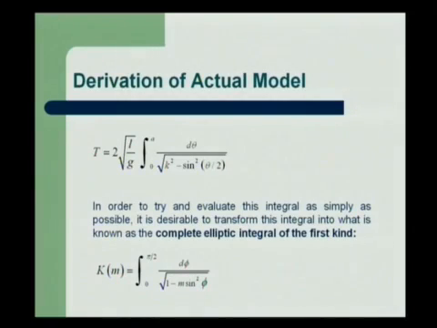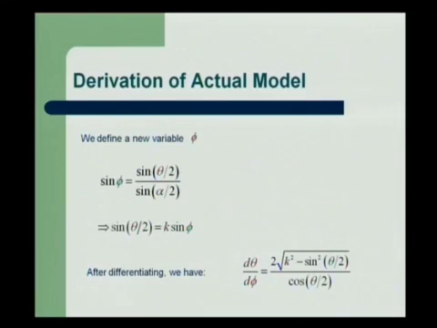In order to try and evaluate this integral as simply as possible, we need to transform it into what is known as the complete elliptic integral of the first kind, defined as shown. To do this, we define a new variable phi, such that sine phi is equal to the sine of theta over 2, divided by the sine of alpha over 2. And note that as theta increases from 0 to alpha, phi increases from 0 to pi over 2. And after differentiating, we also have an expression for d theta d phi.